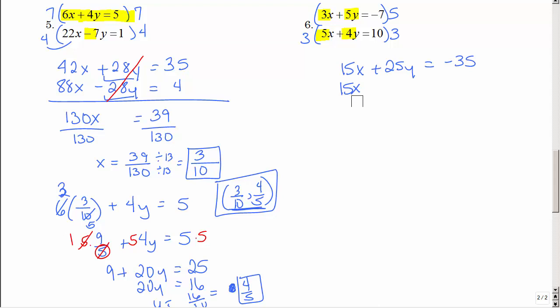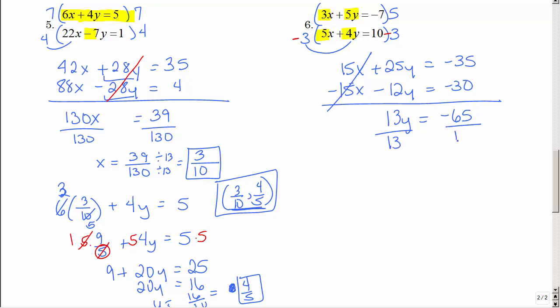So I need to multiply by not just 3, but how about negative 3? Or I could have multiplied the top one by negative 5, but one of them needed to be multiplied by something negative. So now we have negative 15x, negative 12y, negative 30. Now that's 0. Got another 13.